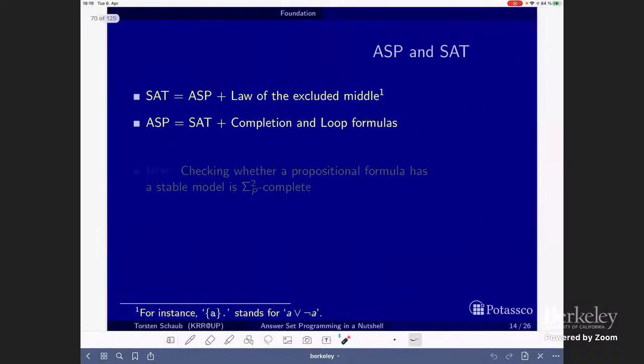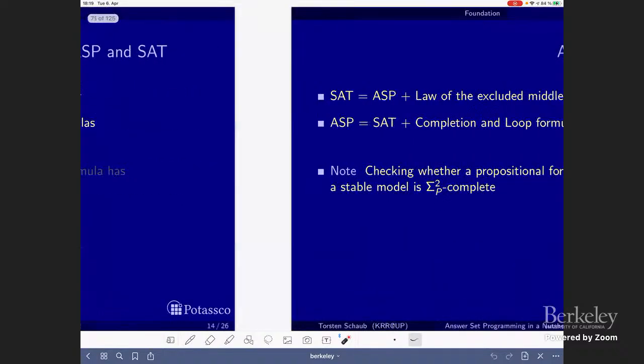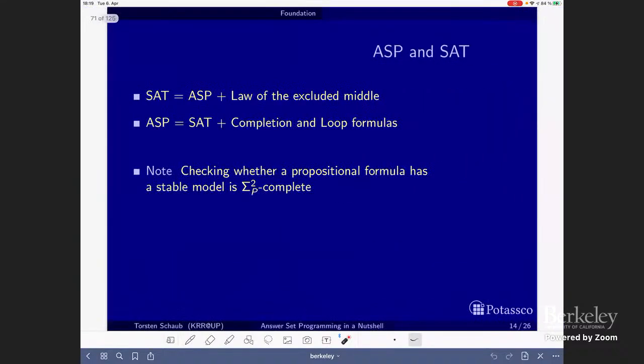Okay, good. So this was all about ASP viewed as normal logic programs, but keep in mind, if you want to check a propositional formula, then you really go one level higher. This is the price that you have to pay for closed world reasoning.